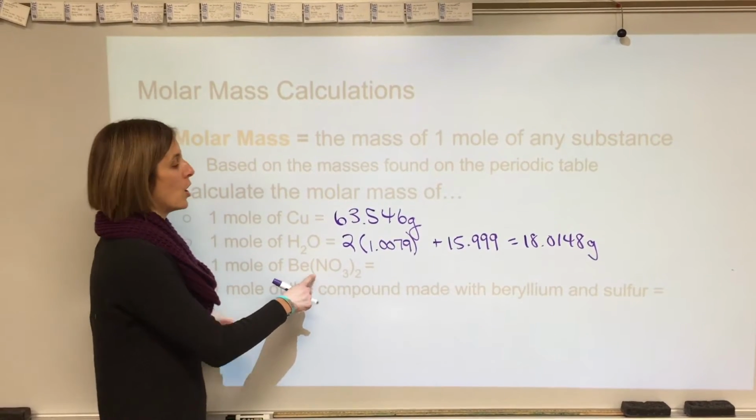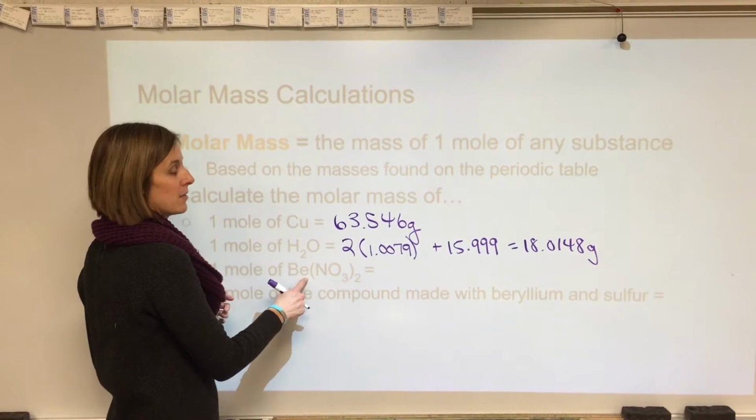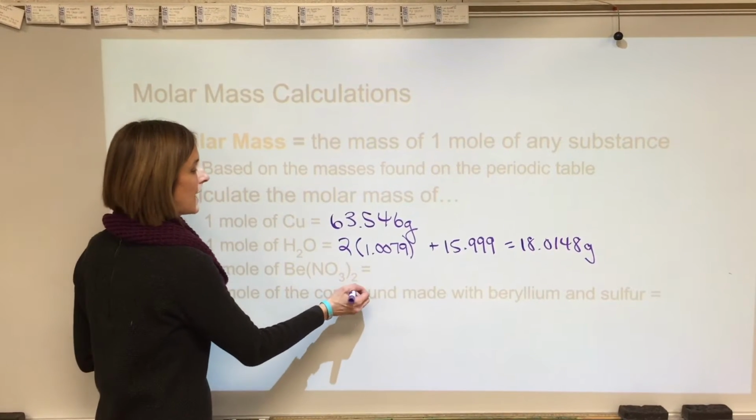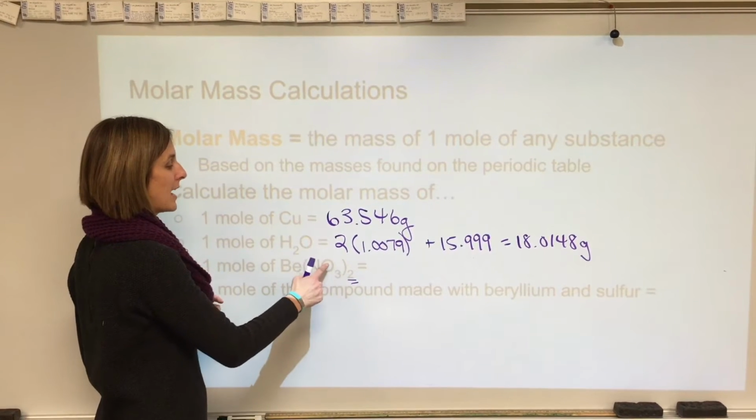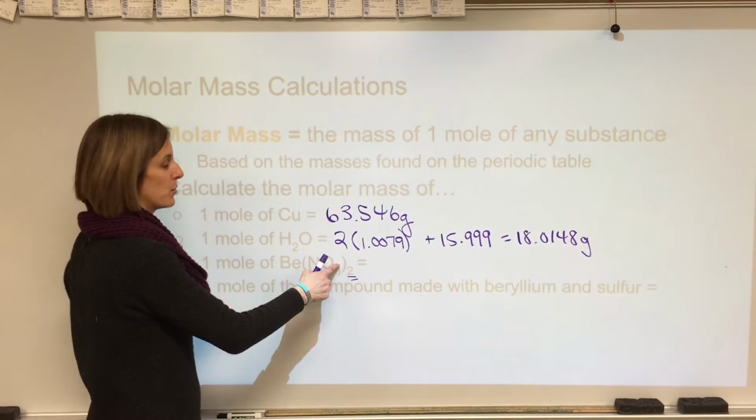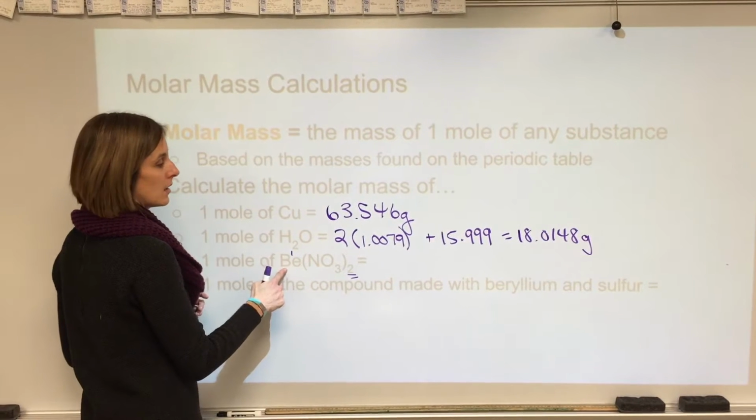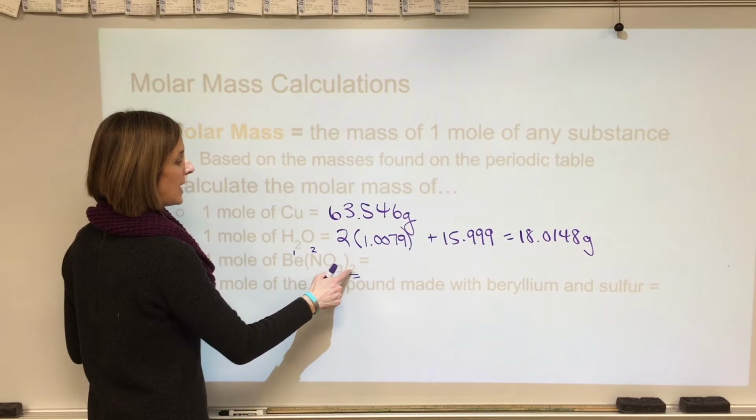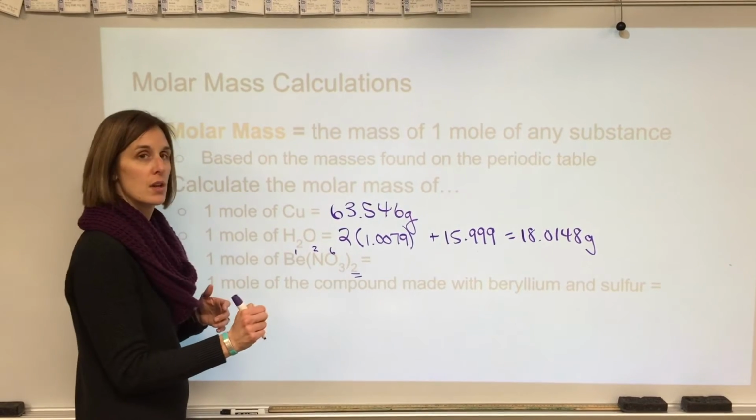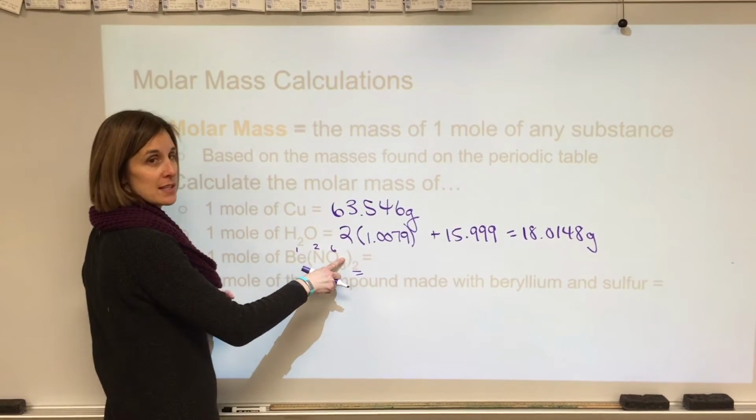Now we can make these compounds a little bit more complex by adding in the idea of a polyatomic ion. So when you have a polyatomic ion, remember if you have a subscript outside of the parentheses, that applies to the entire polyatomic ion. So in this compound, I've got 1 Be, I've got 2 Ns, and I've got 2 times 3, which is 6 Os. So I'm adding the molar mass of this compound together.